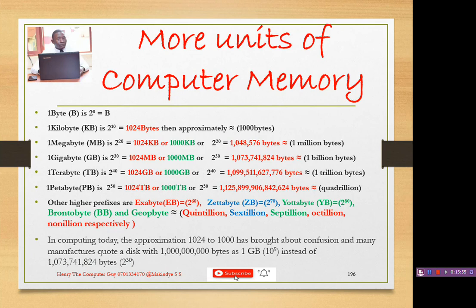Now they're telling us that in conclusion, in computing, the approximation of 1024 to 1000 has brought about confusion, and many manufacturers quote a disk with, let's say, 1 billion instead of this one. That means that they are making these other values zeros. That means that they are actually cheating us. So all that storage capacity is not included there. So all of them are quoting their storage capacities as this. So they always approximate those values and remove them. So we are actually losing some space on our storage capacities.